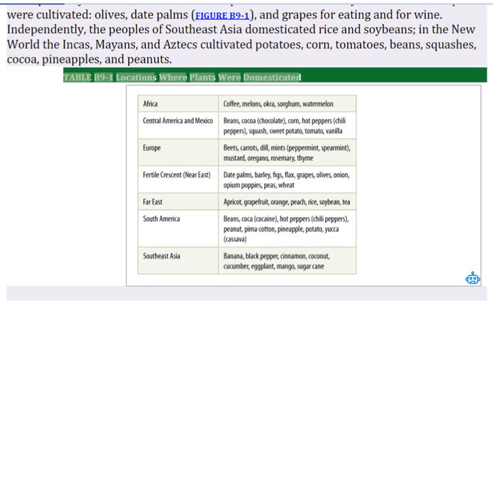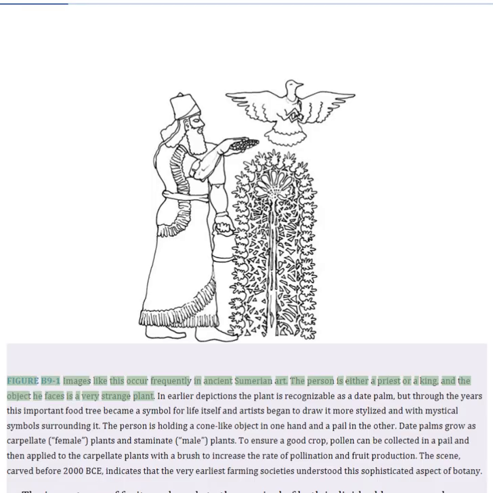Table B9.1: Locations where plants were domesticated. Figure B9.1: Images like this occur frequently in ancient Sumerian art. The person is either a priest or a king, and the object he faces is a very strange plant.